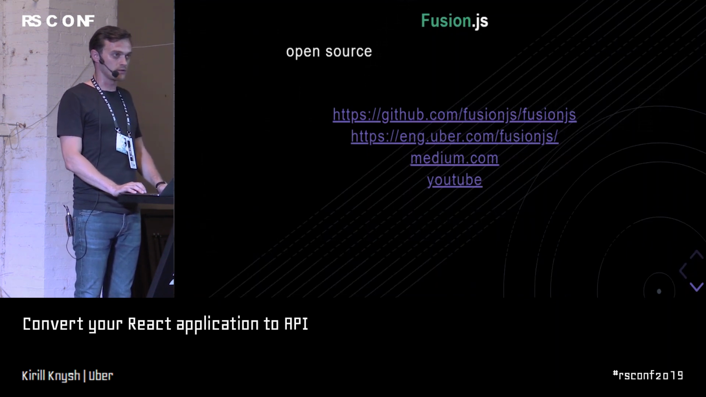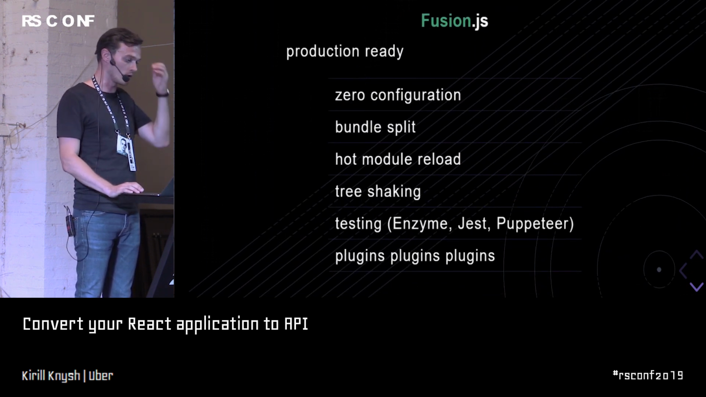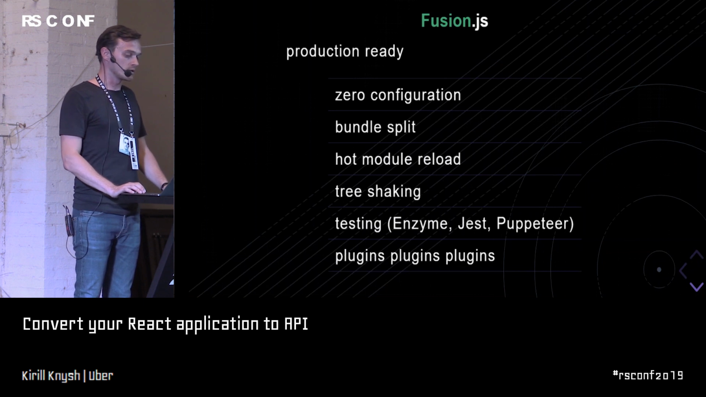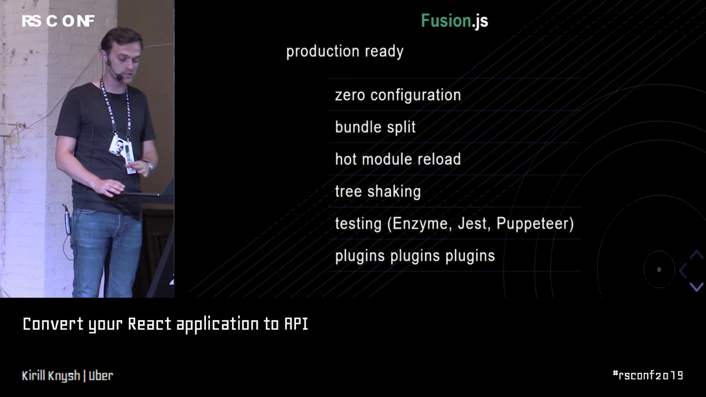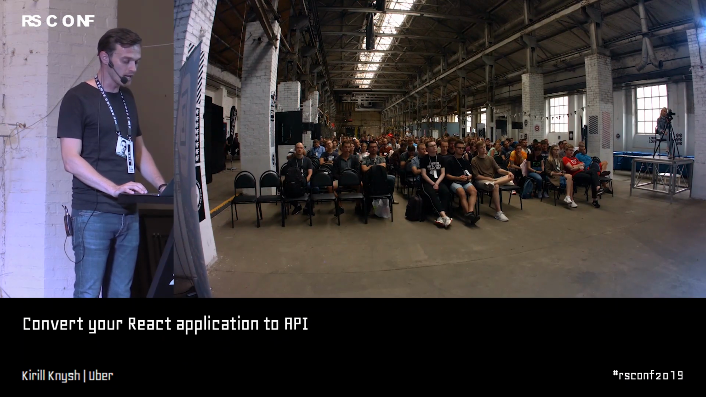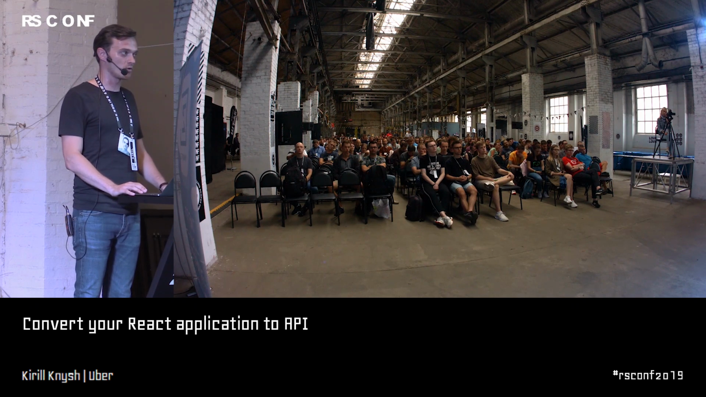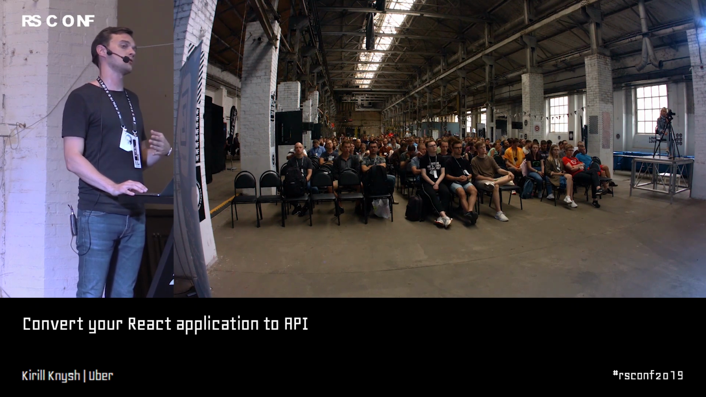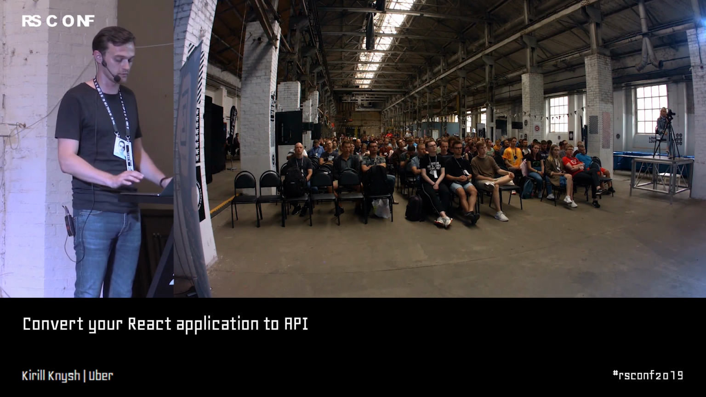And last but not least, Fusion is production ready. It means that we at Uber already use it actively for all our products. And it has zero configuration, bundle splitting, hot module reload, tree shaking, and it's fully testable with already embedded Enzyme, Jest, and Puppeteer, and of course the list of plugins. So there are tons of already predefined plugins for Styletron, for CSS, for RPC, for gRPC, for GraphQL, for lots of things.